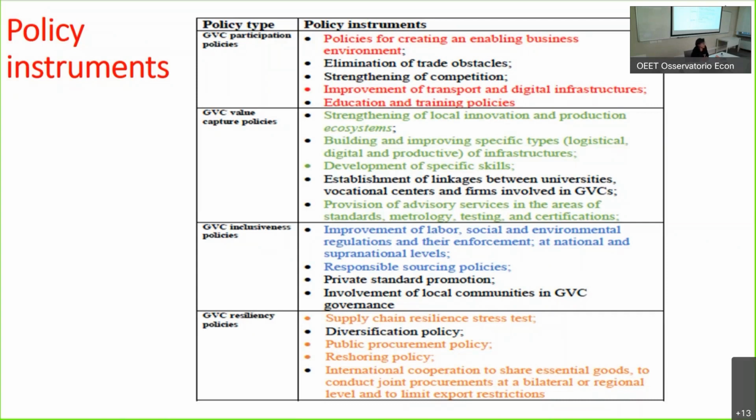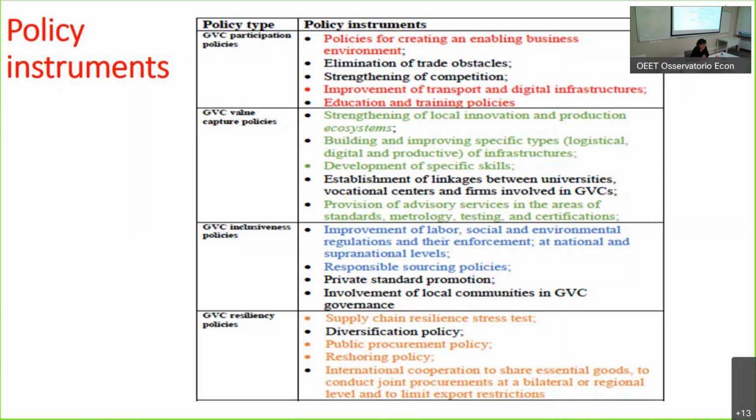The same is true for the building up of infrastructure. In the case of GVC participation policy, it means to generally improve the transportation system. In the case of GVC value capture policies, it could imply building up some kind of transport infrastructure for, I don't know, the necessity of some specific GVC.